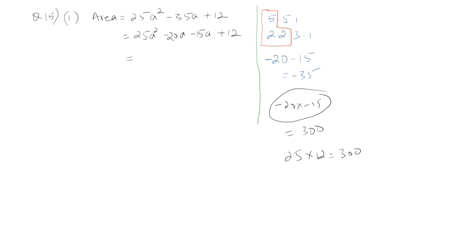Okay, these two I'll take common. So what is the common? They both go in 5's table, maximum 5, and then a is also common. I am left with 5a minus 4.